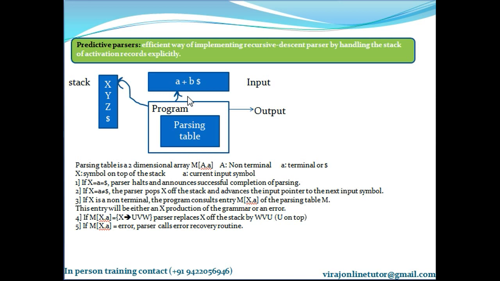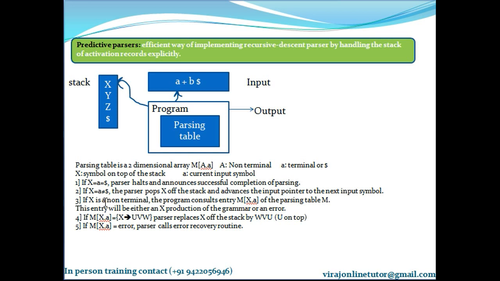If the topmost element on the stack matches the current element, which is also dollar, that means dollar is equal to dollar, parsing is over. So it announces successful completion of the parsing. Simple. Understanding, right? The first statement says if X is equal to A is equal to dollar, that means dollar is equal to dollar and dollar is on the top of the stack. If that's the case, your input parsing is over.